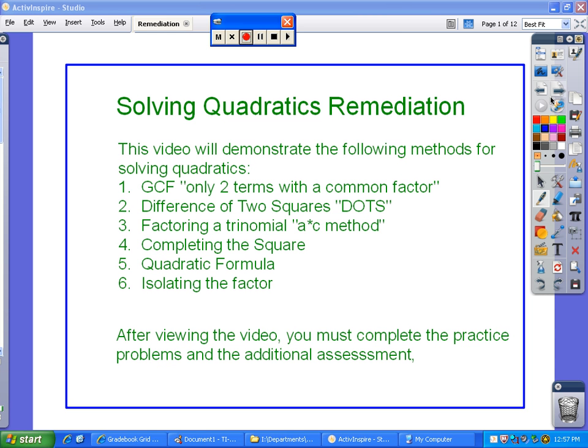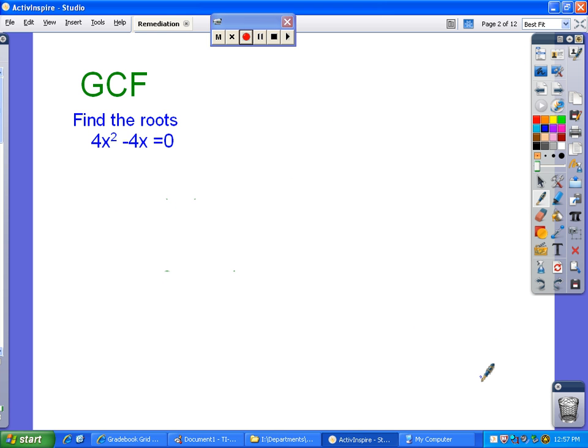Alright, let's get started. Let's look at number 1. We're going to do GCF. So I'm looking for the largest thing that both of these have in common, which in this case is my 4x. So we're going to factor that out, which leaves us with 4x times x minus 1. We're going to use the zero product property and set each factor equal to 0. So 4x equal to 0 and x minus 1 equal to 0. And now we're going to solve for x. So my two solutions are x equals 0 and x equals positive 1.